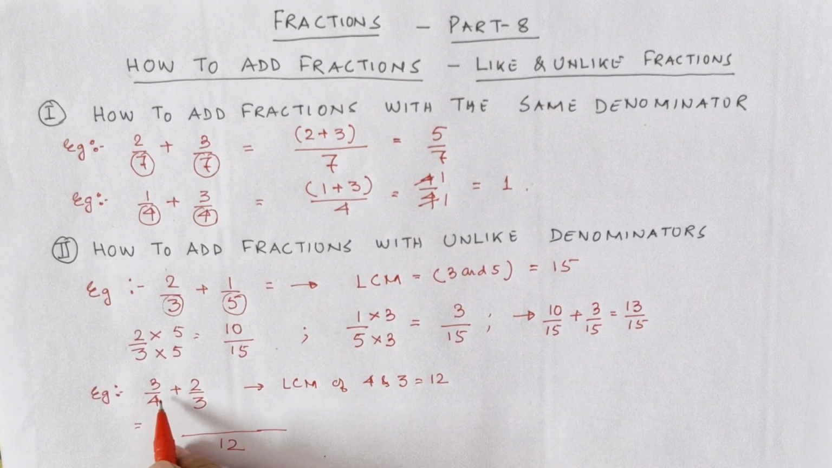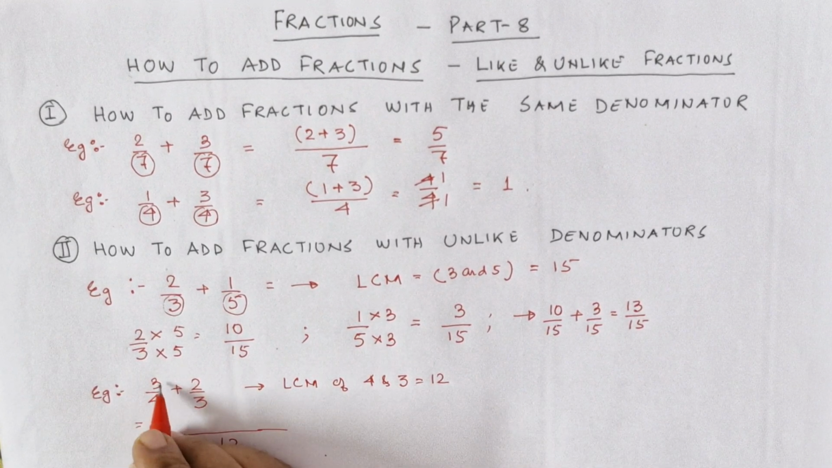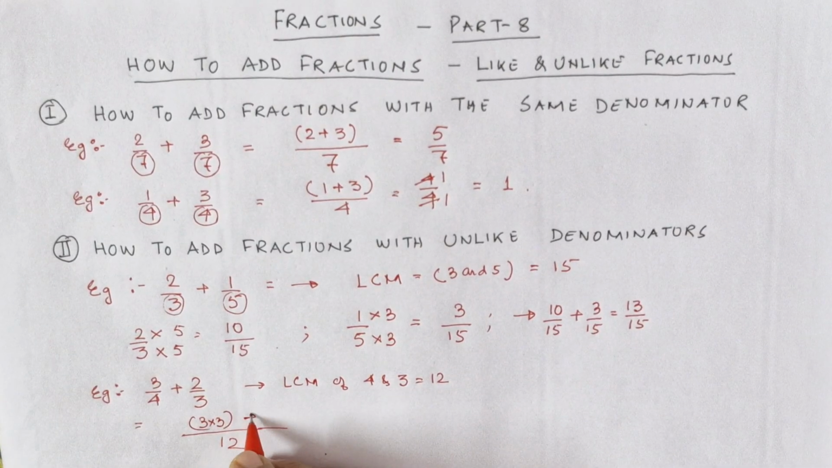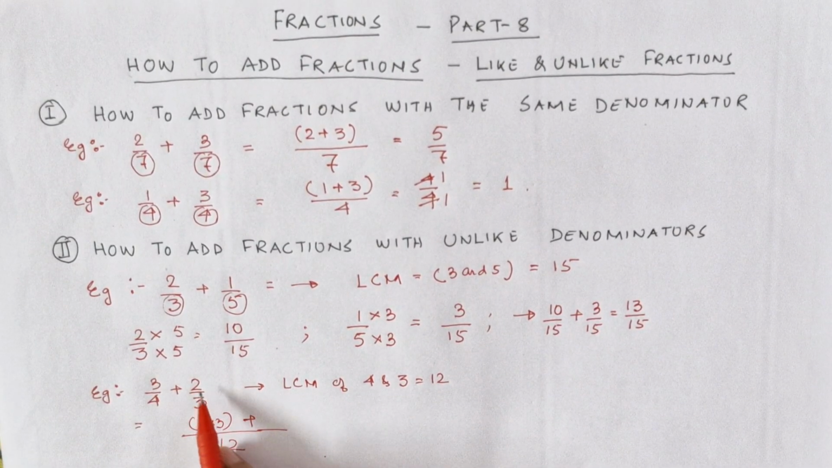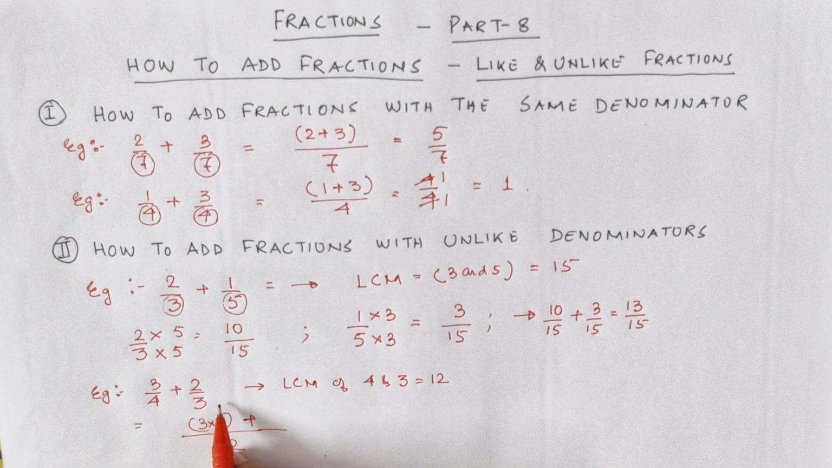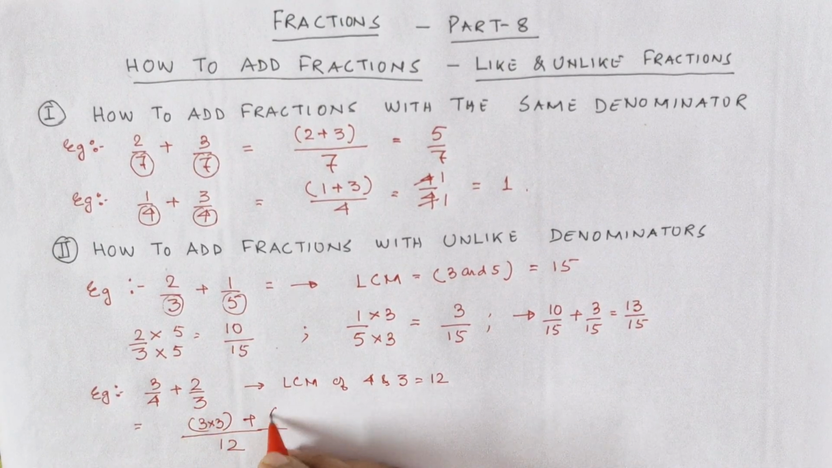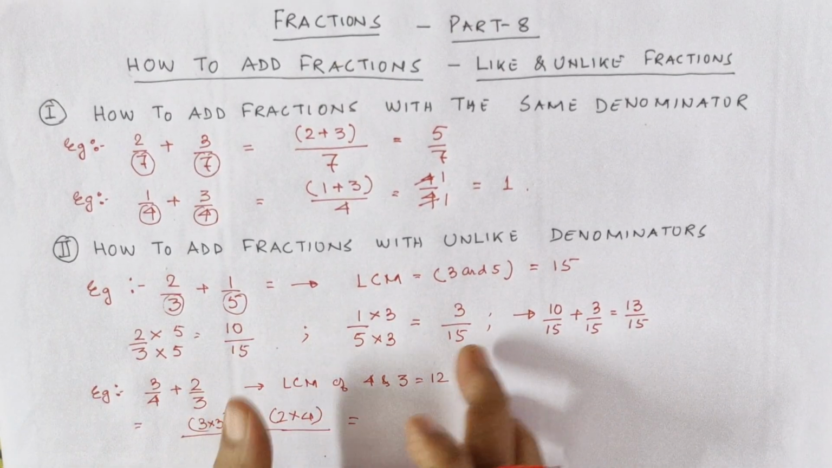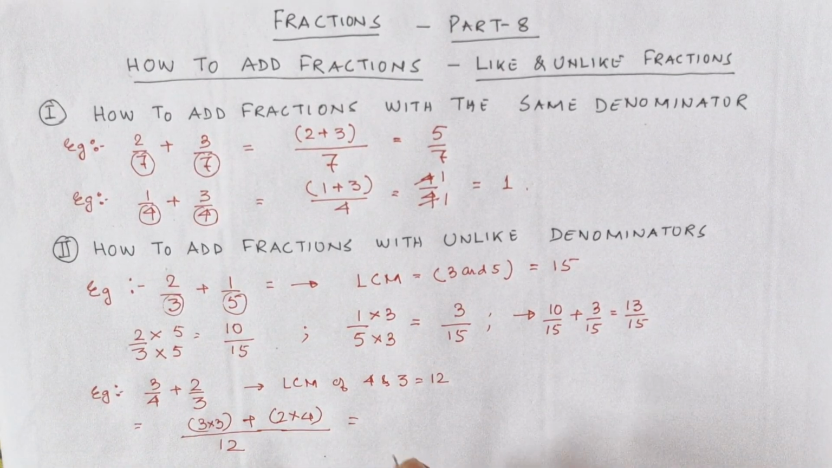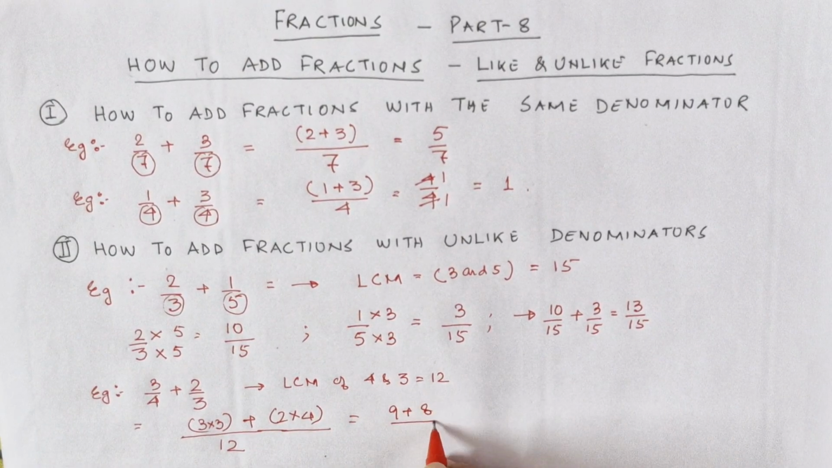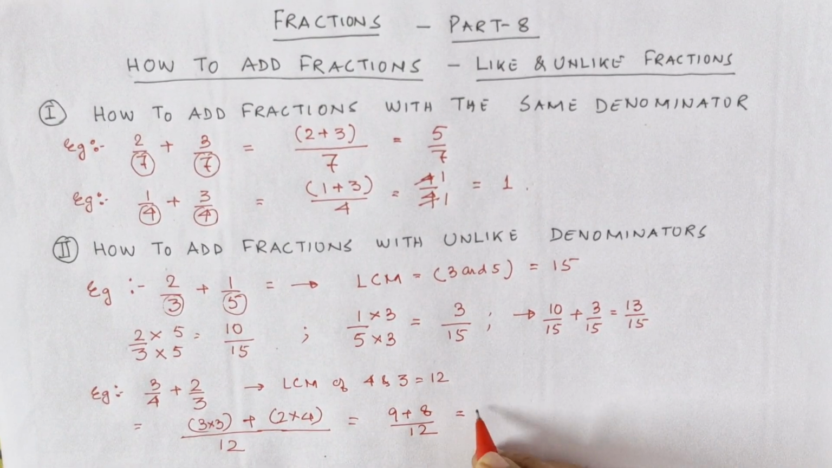See, 4 into 3 is 12, so we'll multiply 3 into 3. Understood, student? Now for this 2 by 3, we need to convert this 3 into 12, so we need to multiply this by 4. So here 2 into 4. Got the concept? So the two steps have been saved in a single step. So this is 9, 4 2s are 8, and 12. So this is 17 by 12.